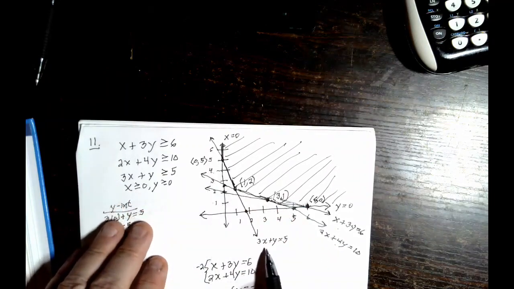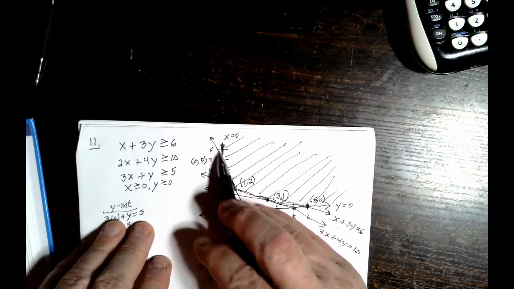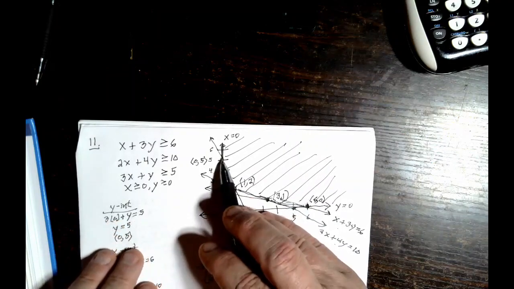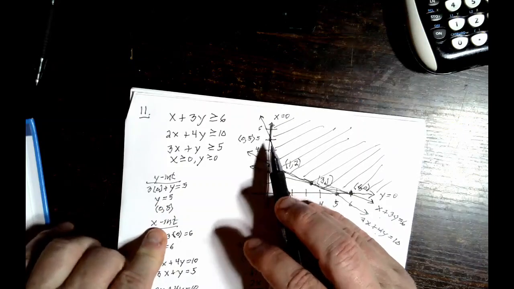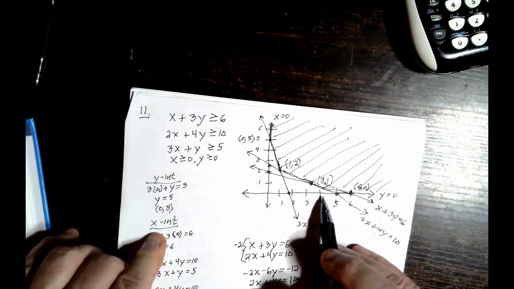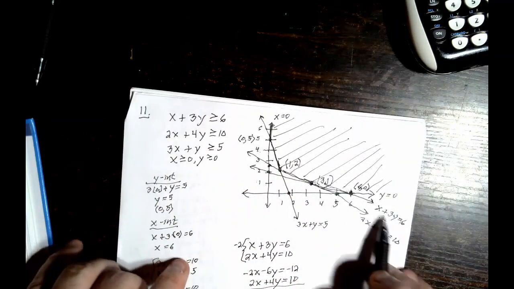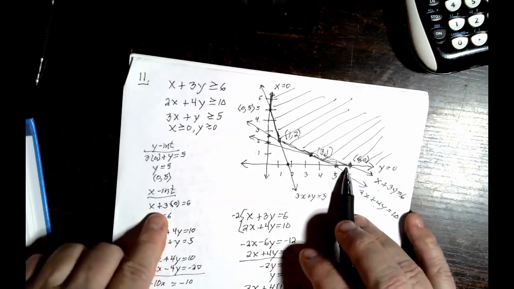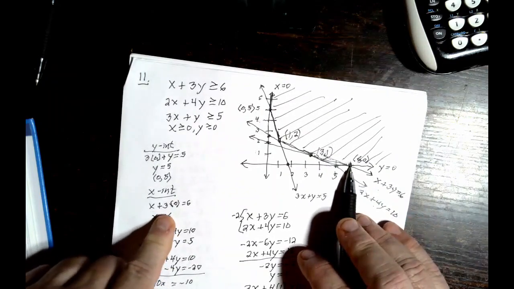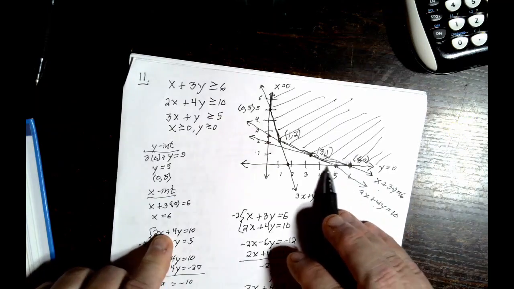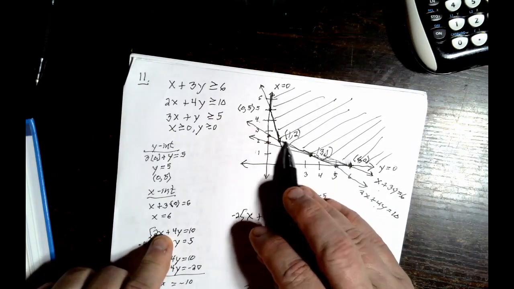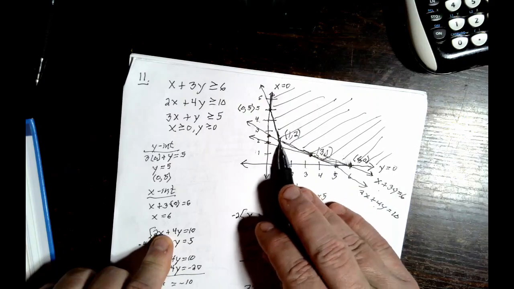So this one is 3x plus y equals 5. So I'm going to find the y-intercept for that one, right there. And so I get 0, 5. And now this one is x plus 3y equals 6. And I'm going to try the x-intercept by setting y equal to 0, and I get 6. So I know it's 6, 0. So now these are the only two that I have to worry about. This one and this one.